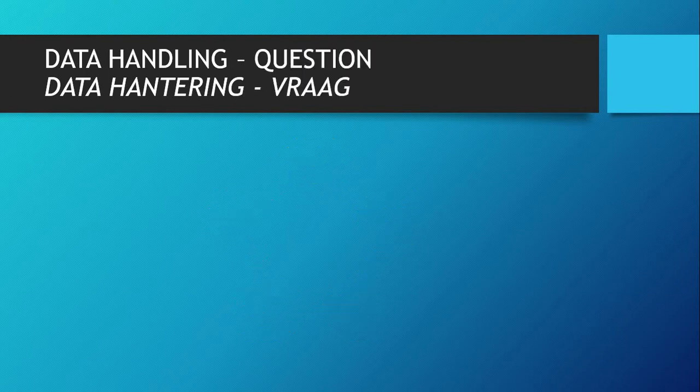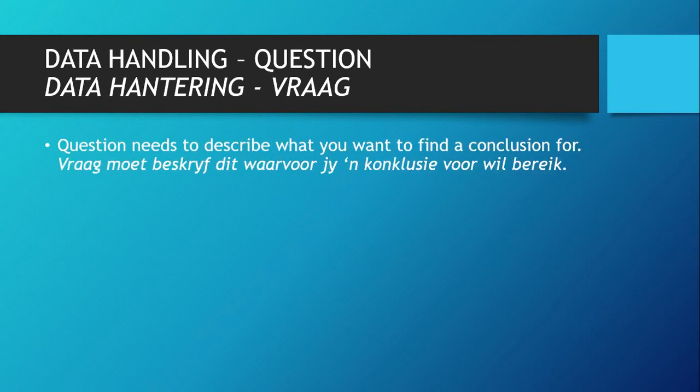Let's move through the data handling process and let's start with the question. There's just one golden rule with the question that you need to follow. And that is the question that you have, it needs to describe what you want to find the conclusion for. For example, how many cars drive past a certain robot at a certain time. I'm clearly describing where I want to have the data. That is what my question is. I want to know how many.